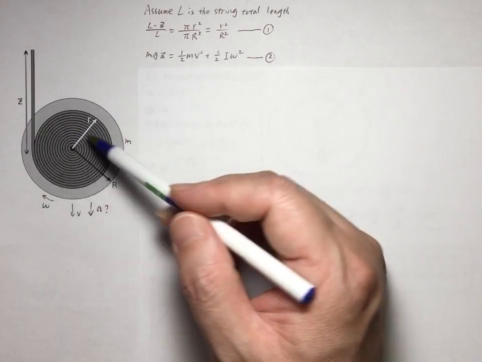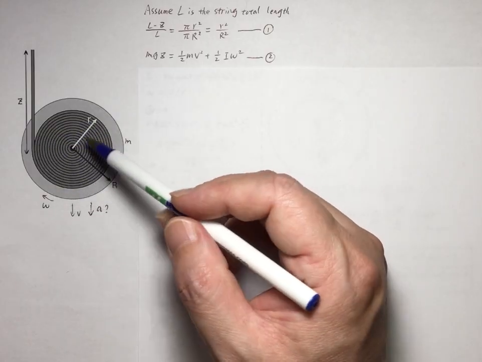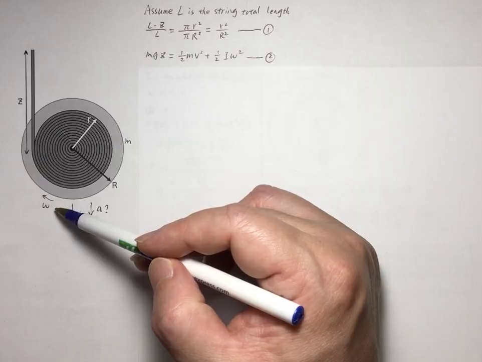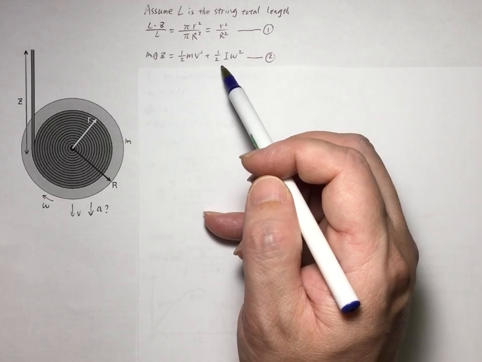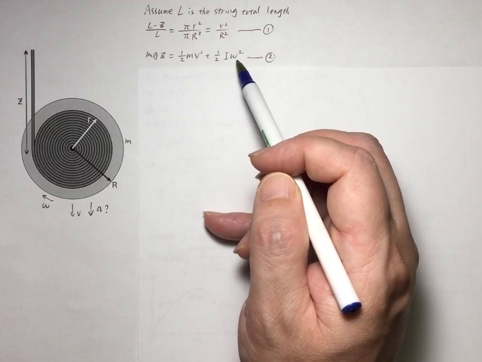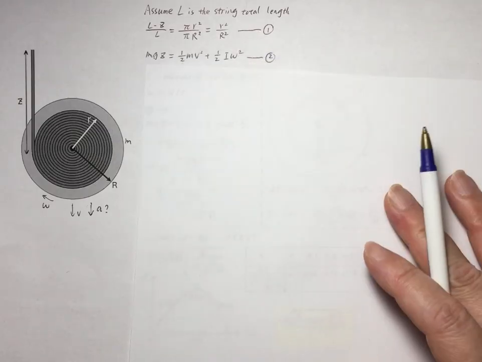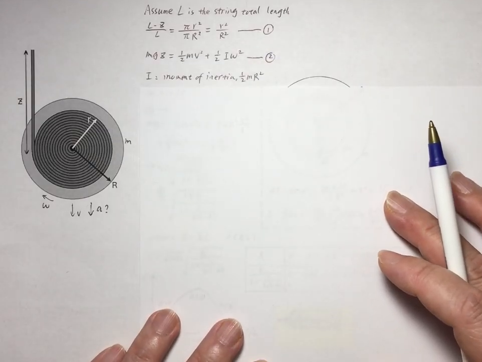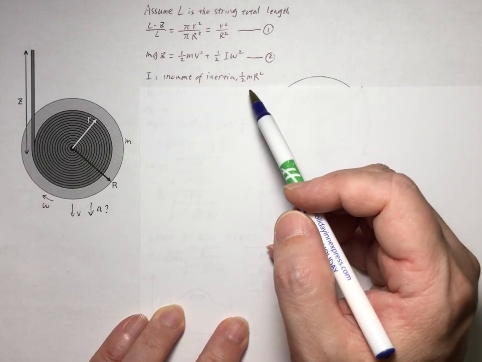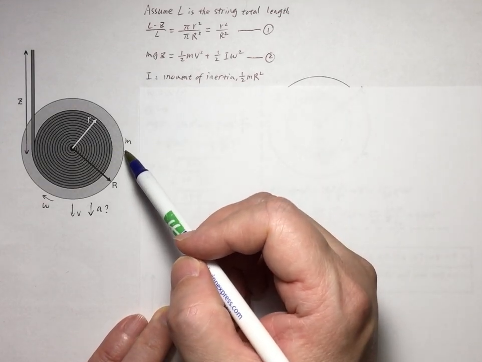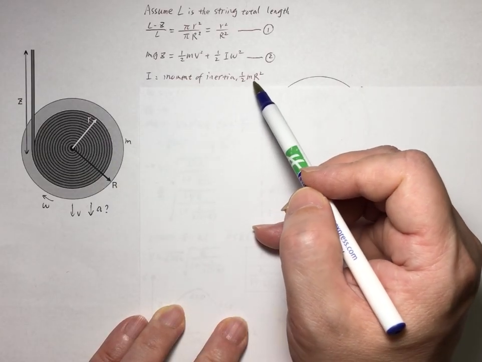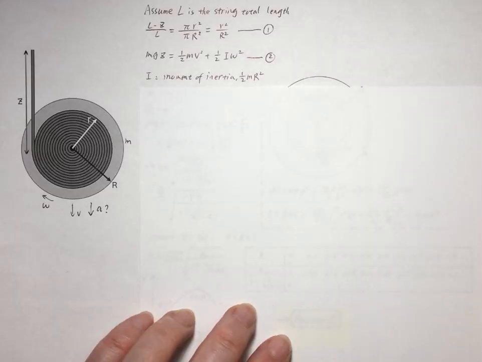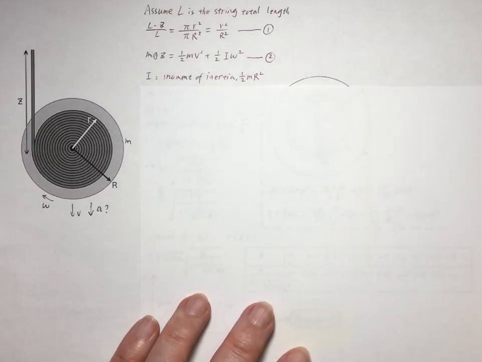We know the yo-yo is rotating at the same time, with angular velocity omega. So the rotational energy is half I omega squared, where I is the moment of inertia of the yo-yo. If you can memorize it, for a disk with mass m and radius r, the moment of inertia is half m r squared. But if you cannot memorize it, we can use the integral method to quickly get it.